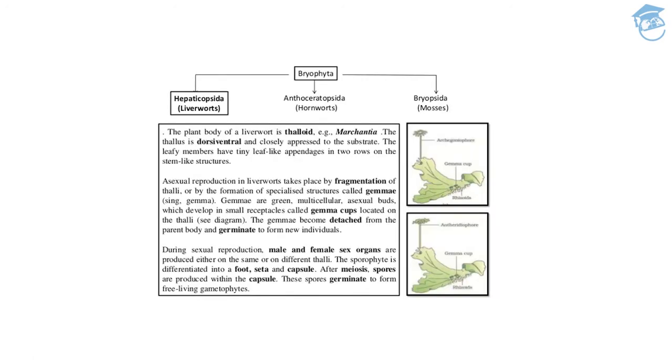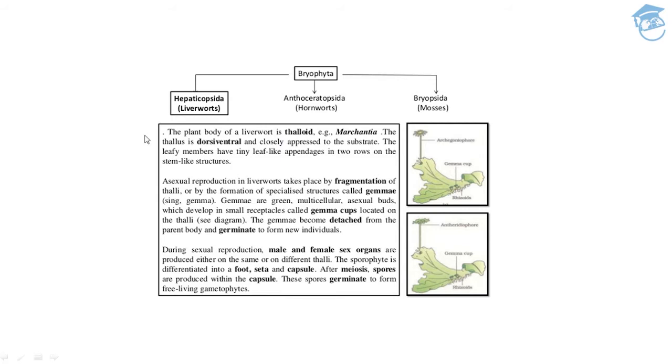Students, bryophytes are of three types: Hepaticopsida, Anthocerotopsida, and Bryopsida. The plant body of liverwort, which is Hepaticopsida, is thalloid. For example, it is seen in Marchantia. I repeat, it is seen in Marchantia.